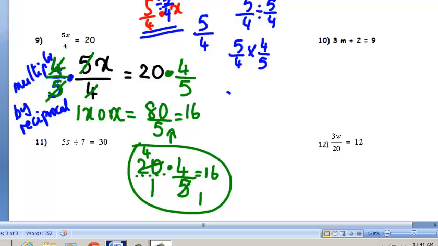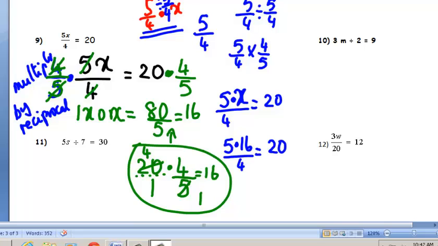Let's go ahead and plug it in. 5 times x over 4 equals 20. 5 times 16 over 4 equals 20. And now 4 goes once, 4 goes 4 times, 5 times 4 is 20, 20 equals 20. Yes, it checks. Let's do the next problem.